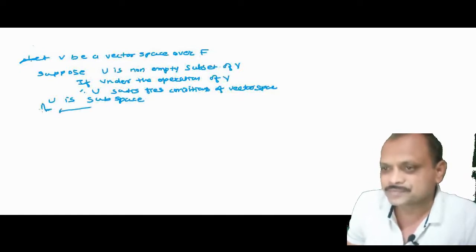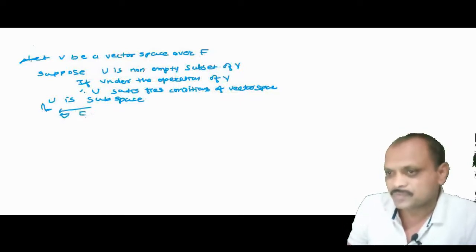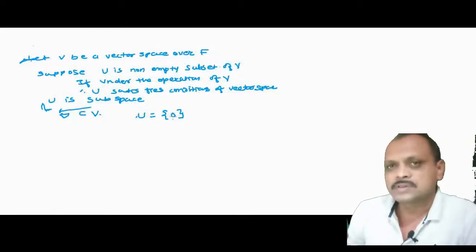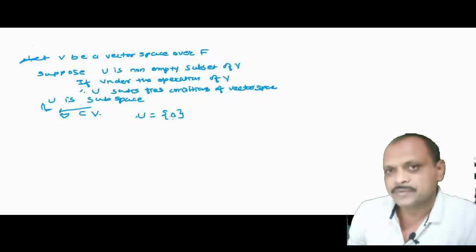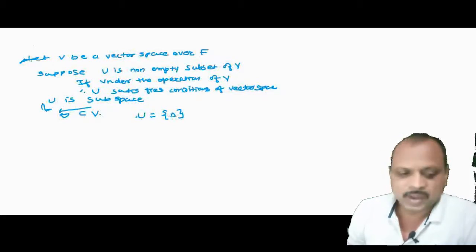We know that V is a subset of itself, that is, V is a subset of V. Also, if we take U equal to the set consisting of 0, then both are the trivial examples of a subspace. Now we prove a theorem of subspace.